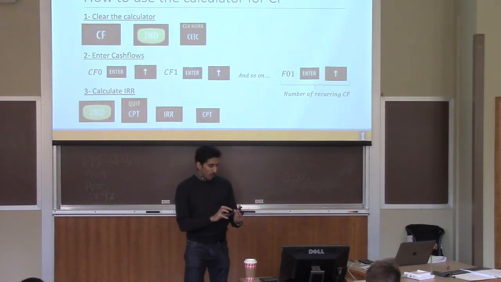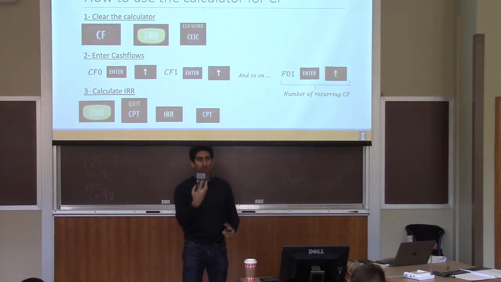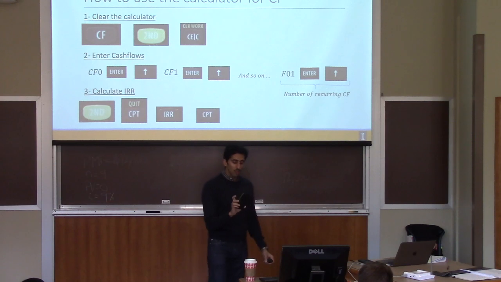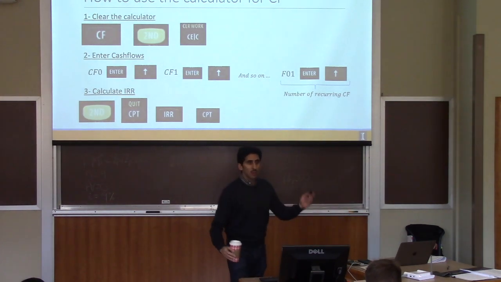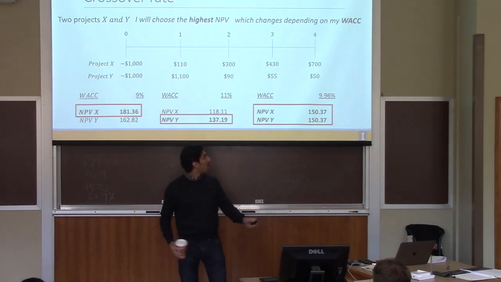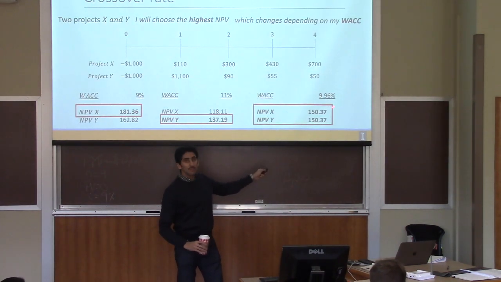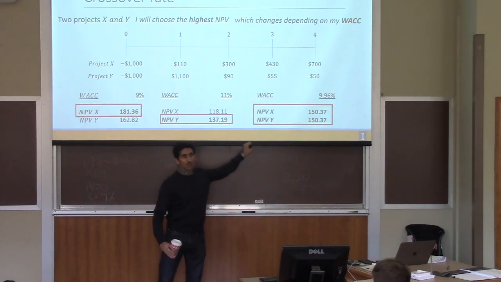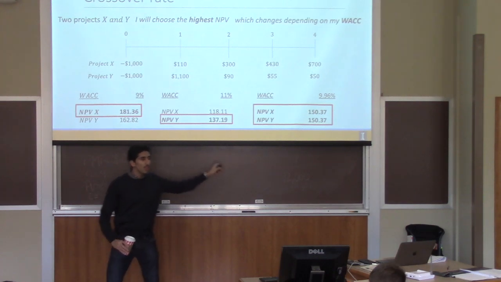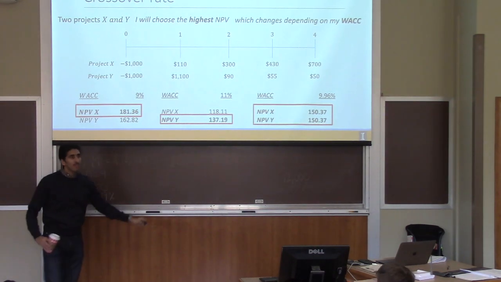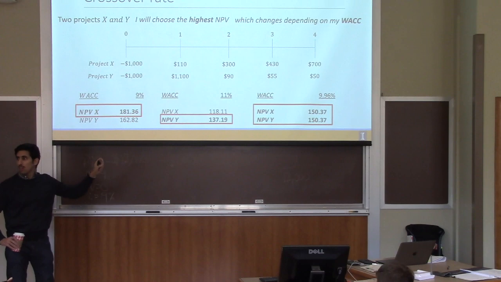So we want to exit the system. Second, quit. We're outside of the system, and now we want to calculate the IRR. Just click the IRR button and compute. What's your answer? 9.96%. Okay? So right now we have the crossover rate. Any questions?